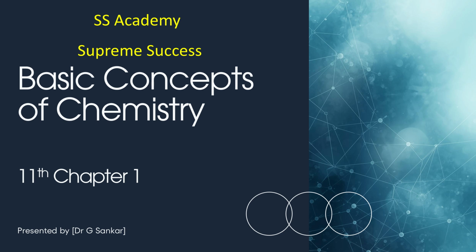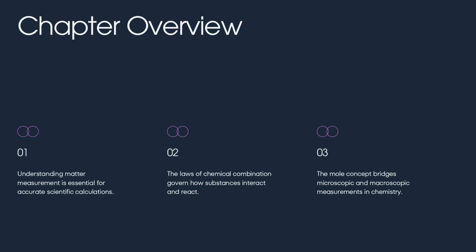In this chapter, we will learn what matter is, how substances combine, how chemists count atoms using the mole concept, and how calculations are done in chemical reactions. These ideas may look simple, but they are used everywhere, starting from medicines to industries and environmental science. Let us first look at what this chapter covers.